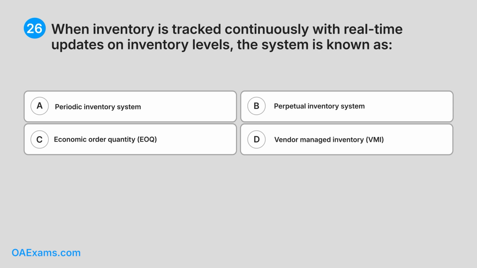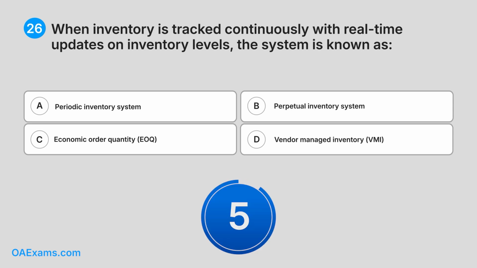Periodic inventory system. B. Perpetual inventory system. C. Economic order quantity, EOQ. D. Vendor managed inventory. What do you think is the answer?